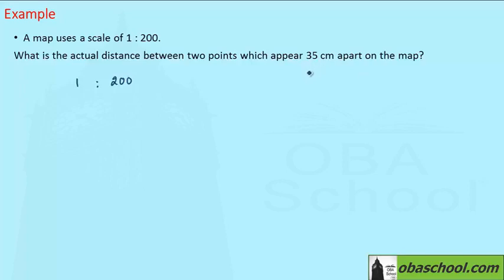is 35 centimeters. We know that the left side of the ratio scale represents the size on the map, the picture, or the plan, and the right side is the size in real life. Since we are given the distance on the map, then this is the left side of the ratio. And since we are measuring in centimeters, then the scale is also considered to be in centimeters. We should find the actual distance in real life between the 2 points.